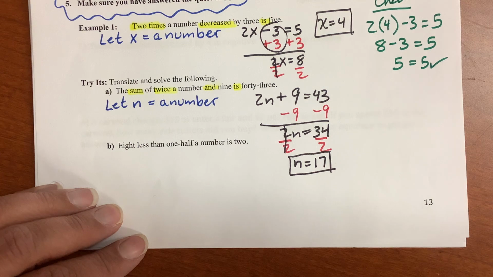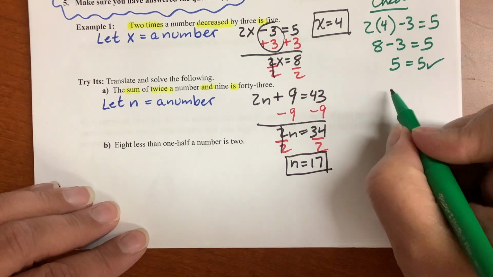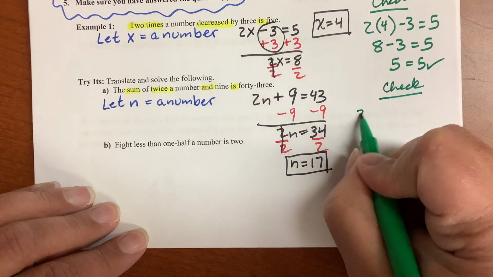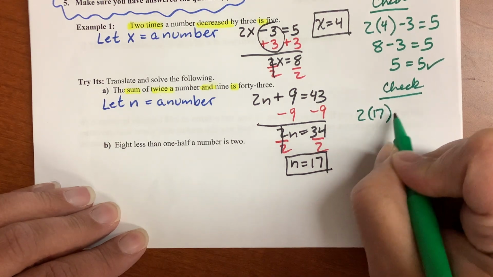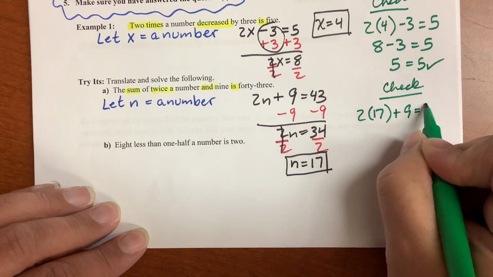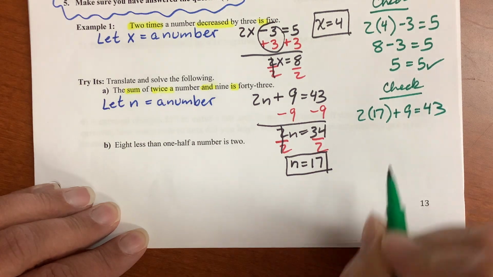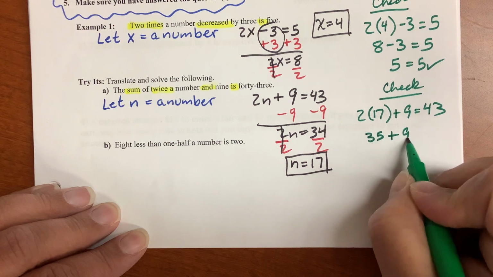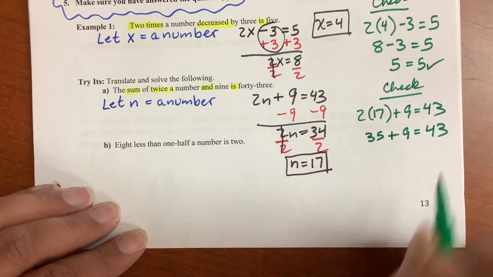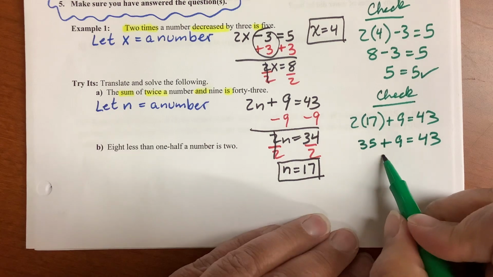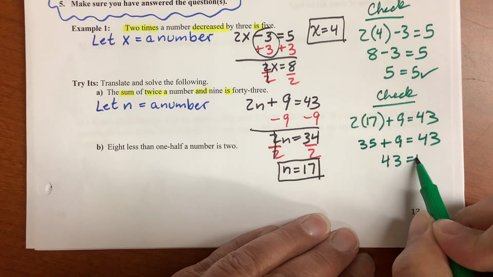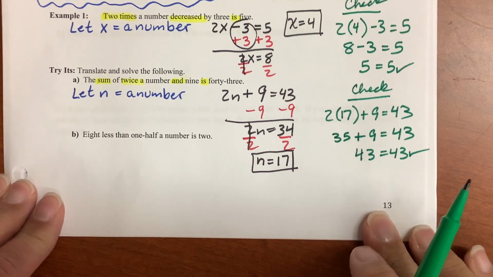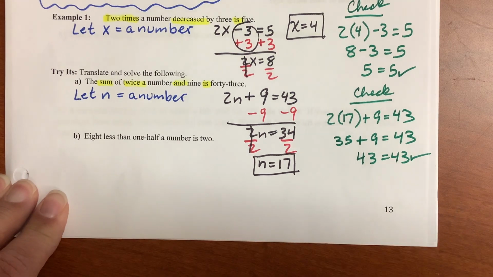Okay, now of course I have to check it because that's the rules. Check. 2 times 17 plus 9 is 43. 2 times 17 is 34, plus 9 is 43. It equals 43, so it checks. Yay! One more problem on this page. We're almost there.